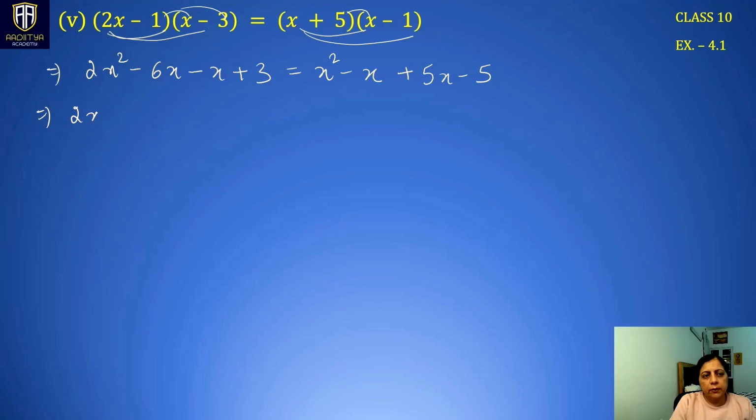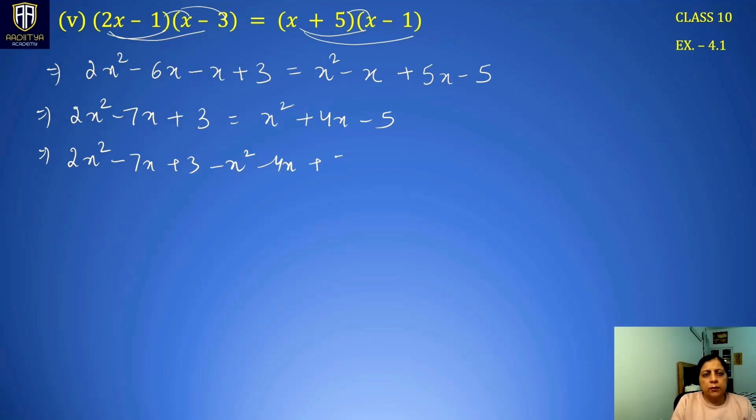So now we have to simplify both the sides further. This is minus 6x minus 1x is minus 7x plus 3. In RHS we have x square, 5x minus 1x is 4x minus 5. So now I am bringing all the terms to left hand side. So this becomes minus x square minus 4x plus 5, right? Solving it further, we get 2x square minus 1x square, which means x square. Minus 7x minus 4x is minus 11x. Plus 3 plus 5 is 8.